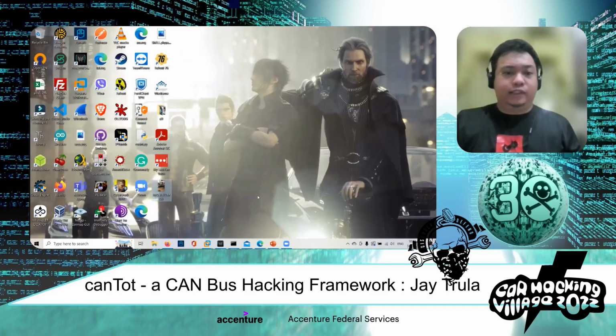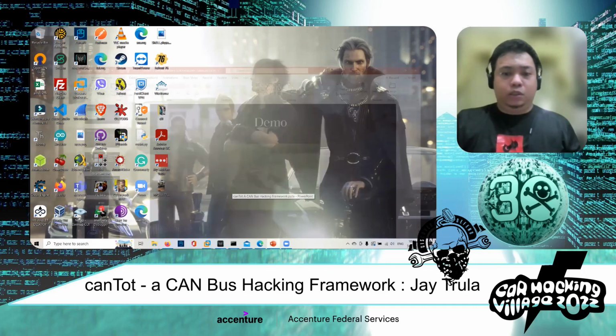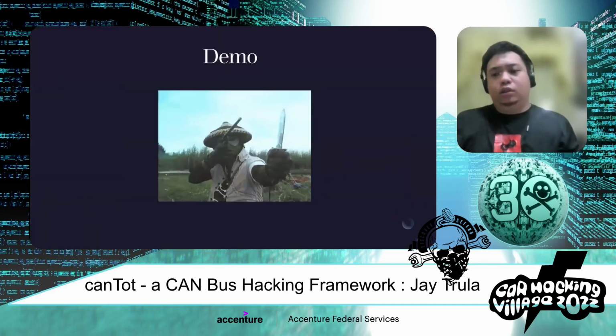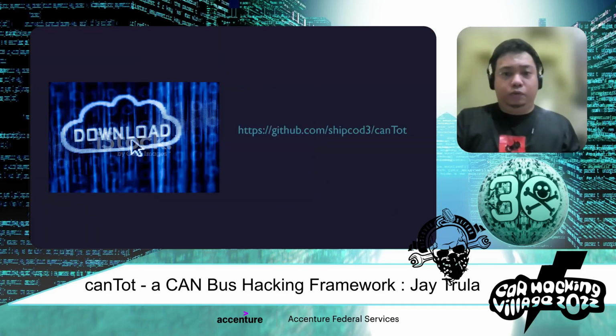So I guess that's it for the demo. And where's the download link for canTot? This is the GitHub repo of canTot. It's under github.com/shipcode, which is my handle, and /canTot. It starts with the letters "can", then a capital letter T, so canTot.